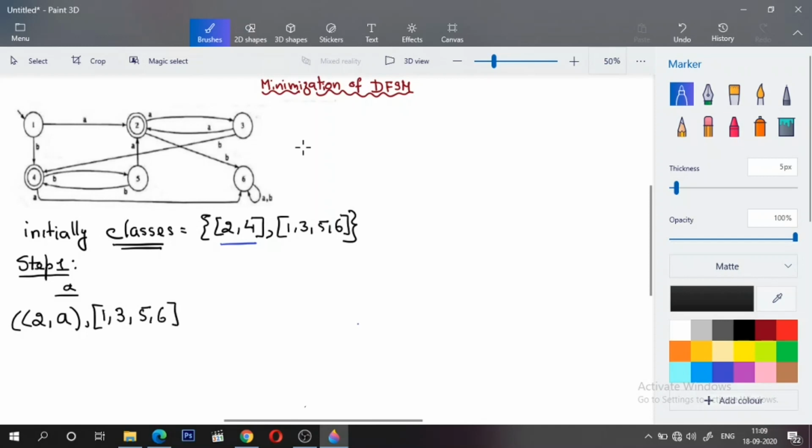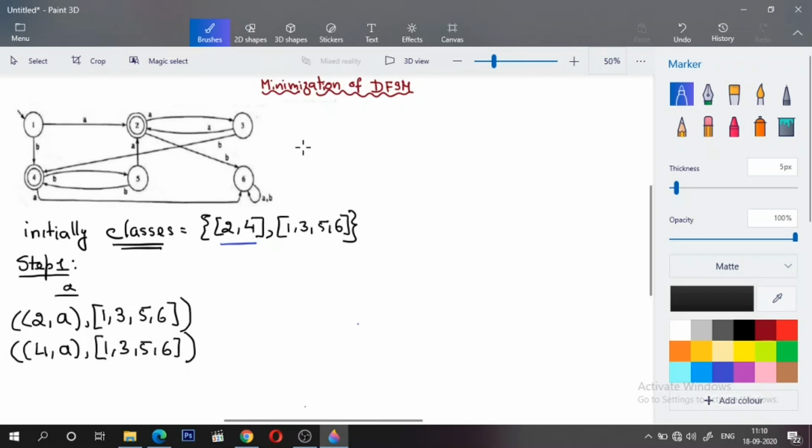Yes, so this is for 2 on A. Similarly, I need to write for 4 on A, because 2 and 4 come in the same class, right? Okay, 4 upon A makes a transition to 6, and 6 belongs to the class containing 1, 3, 5, 6 again. So I will write that entire class that contains 6 in it. Okay, so for A, if you observe, 2 upon A will make a transition to the class represented by 1356, and 4 upon A will also make a transition to the class containing 1356.